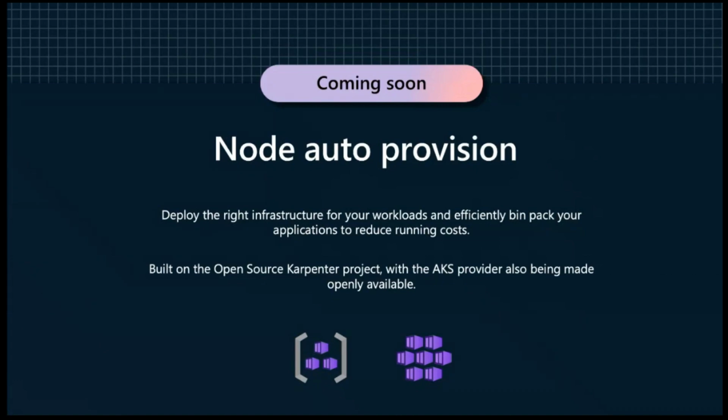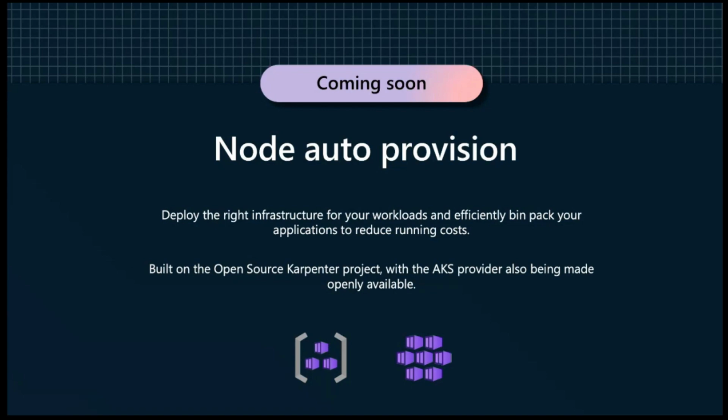Node auto provision, won't touch on this for very long, but this is super important. This has been a feature that's been requested for a long time. Over in AWS land, they had a project called Karpenter that they hadn't really open sourced. That's since been donated to the CNCF. And so the AKS team is moving quickly to bring this in as a managed extension.